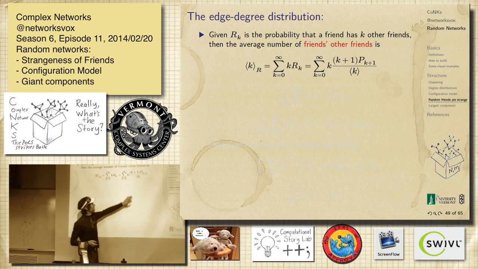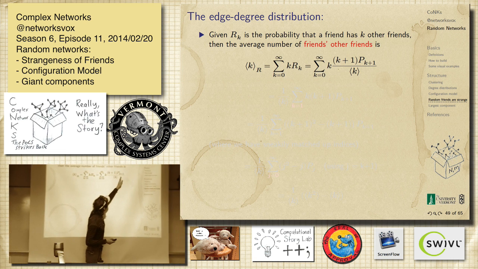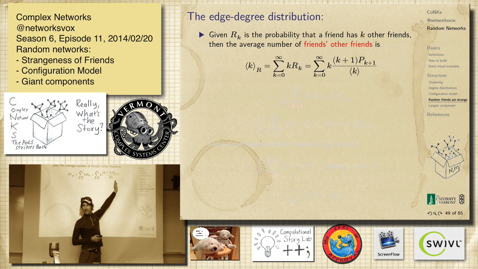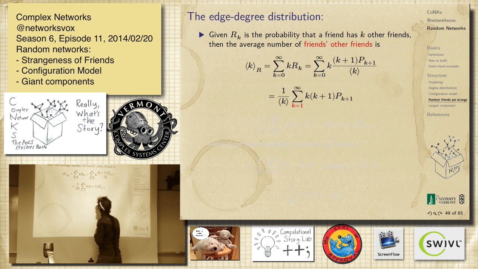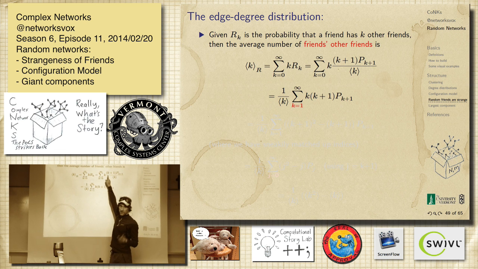Jam, it's jam. Okay, so we're going to put this guy in. We just argued that it's k plus 1 p of k plus 1 divided by the average degree, right? That's RK, right? We said it's this thing. Okay, so we've got k plus 1. Now this is just a constant, so we're going to pull it out the front. Similar kind of business as before.